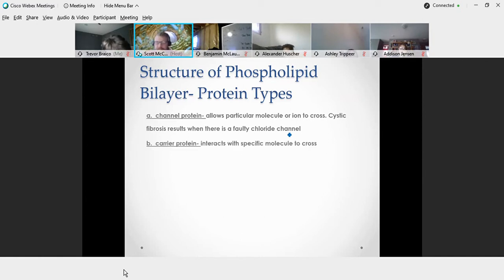Carrier protein. And some of these are labeled really well. Channel means things can move back and forth through the channel. And it's always specific. It's never just like an open road. It's more like a border where people are letting you come or go based on criteria, such as is it chloride or is it not chloride?